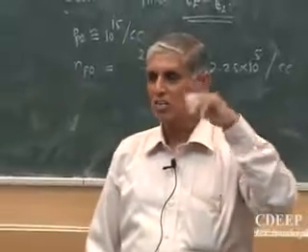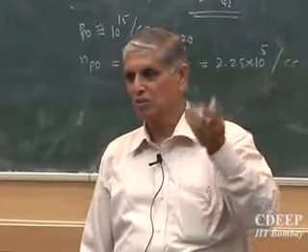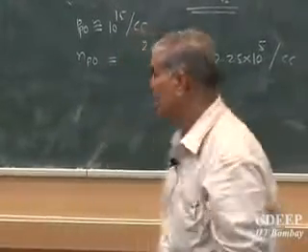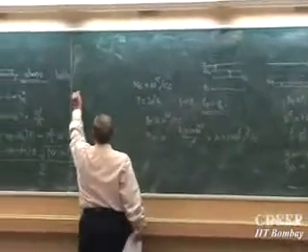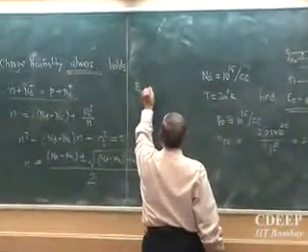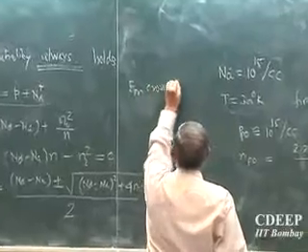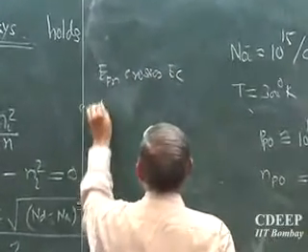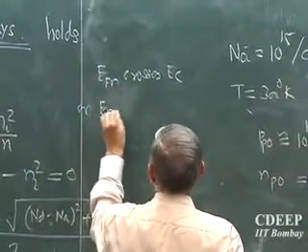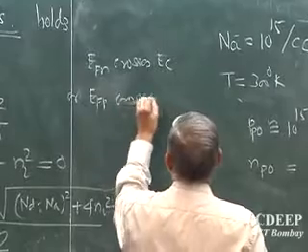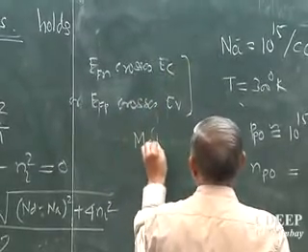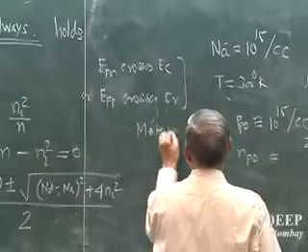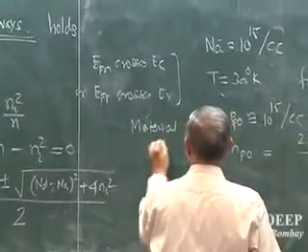If EF crosses EC or EF crosses EV, the material is said to be degenerate. I repeat, if EFN crosses EC or EFP crosses EV, the semiconductor material is degenerate.